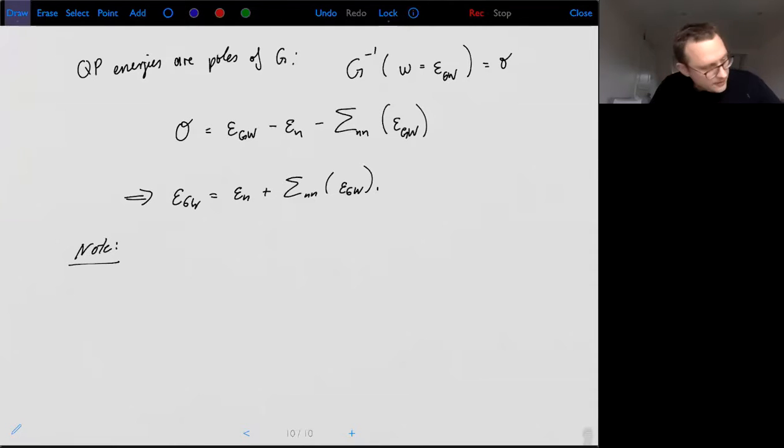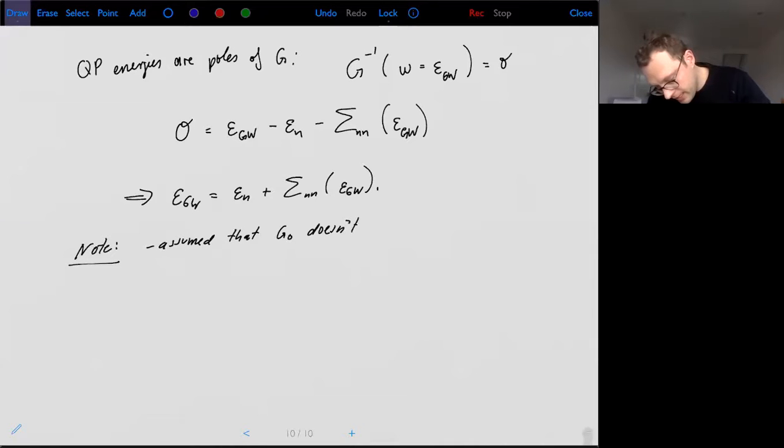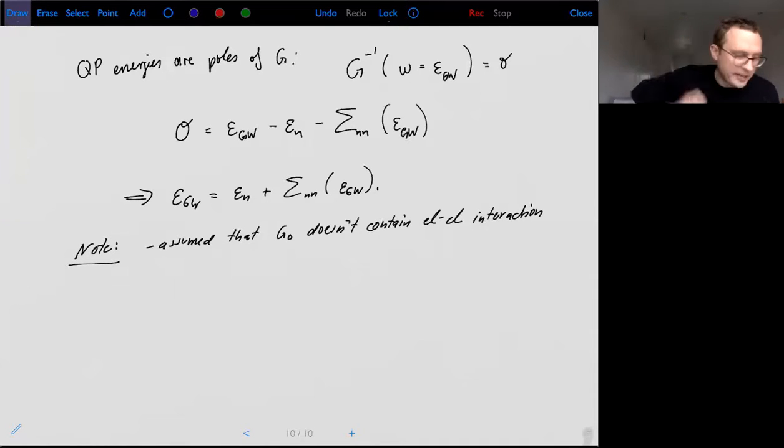So let's note this. So we assumed that G0 doesn't contain any electron-electron interactions. But of course, the DFT Kohn-Sham energies do. Now we want to relate these two to each other.